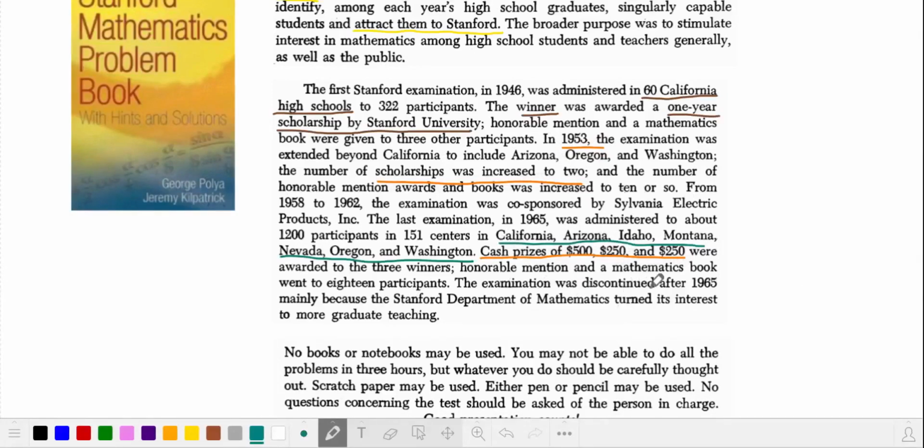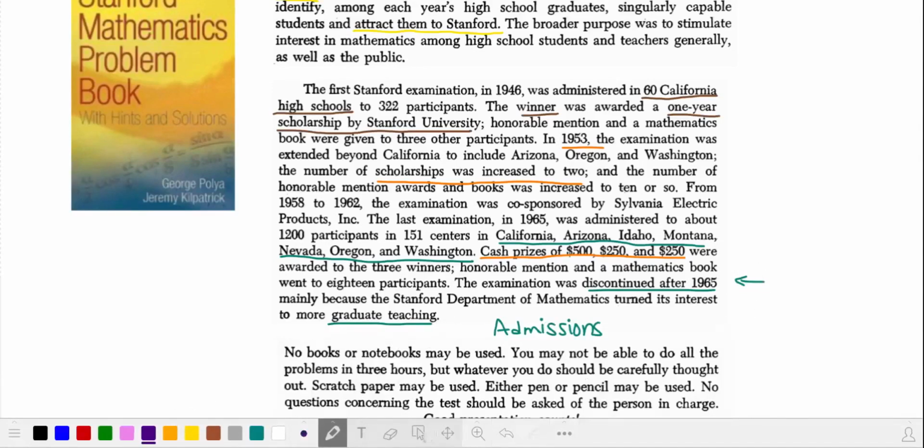It says the exam was discontinued after 1965 because the math department wanted to devote more resources to graduate teaching. I'm wondering if this also reflects a change in how Stanford handles admissions. Most colleges have an admissions committee that's separate from the faculty departments and receives virtually no input from the faculty. And I'm wondering if that's what the change was in 1965.